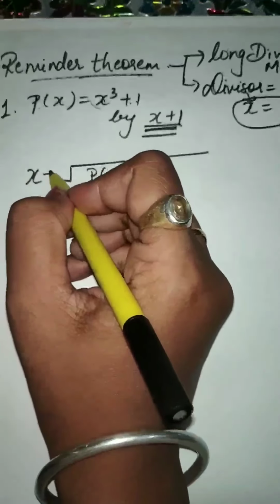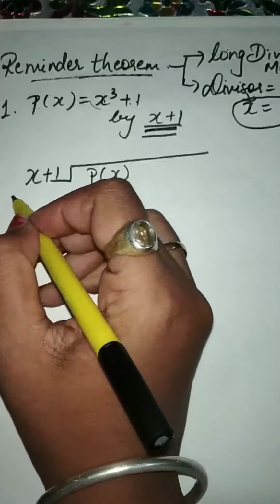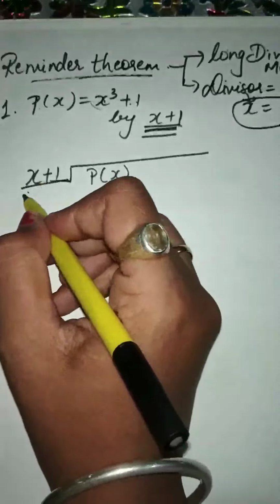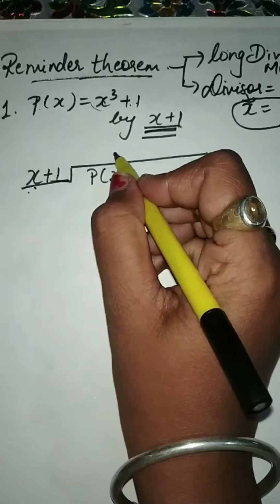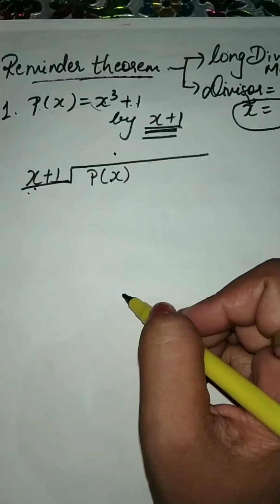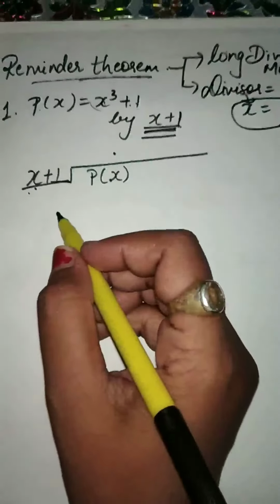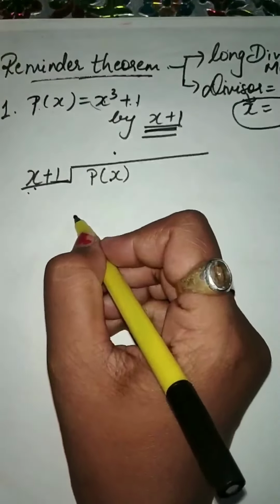And we call this as what? We call this the divisor, this the dividend, the upper one the quotient, and the lower one the remainder, right? We have learned this thing. Okay, I am writing it again. So how do we have to solve it?